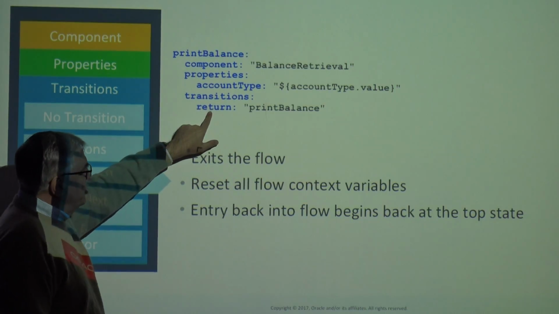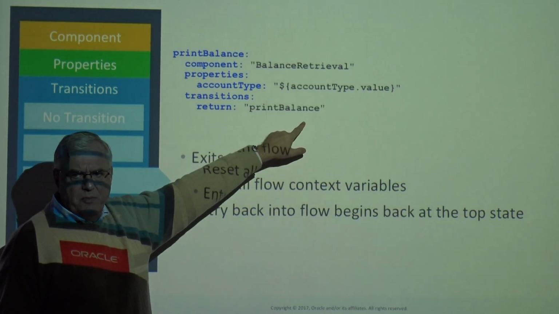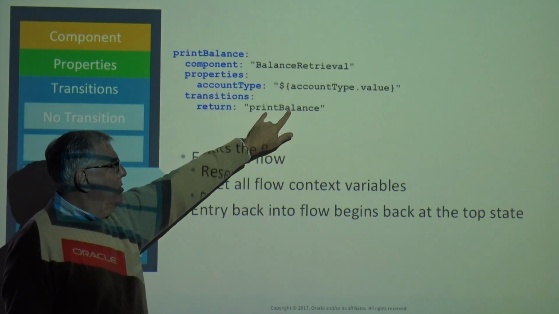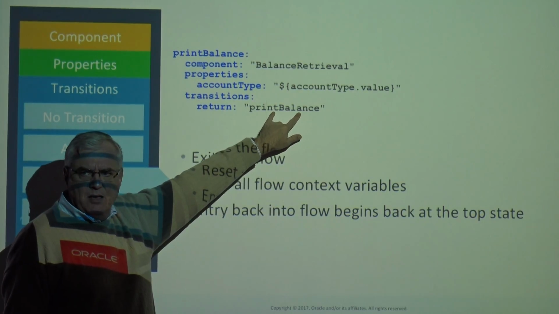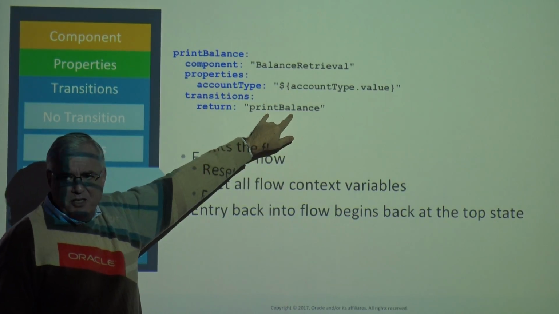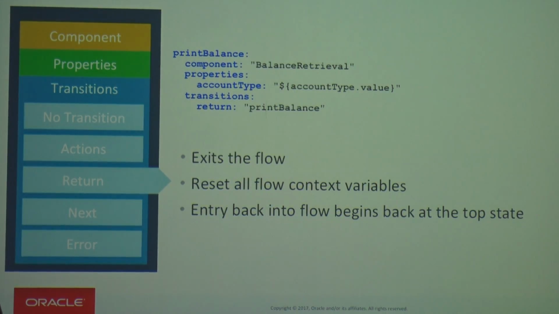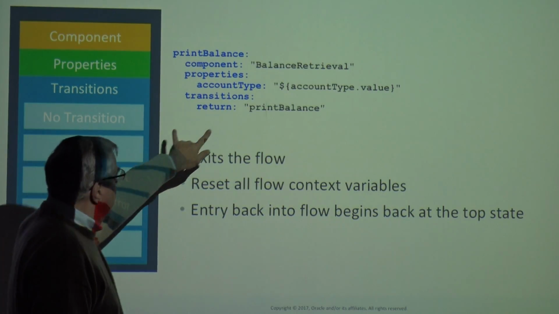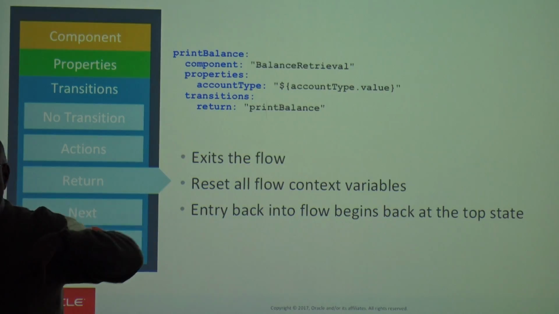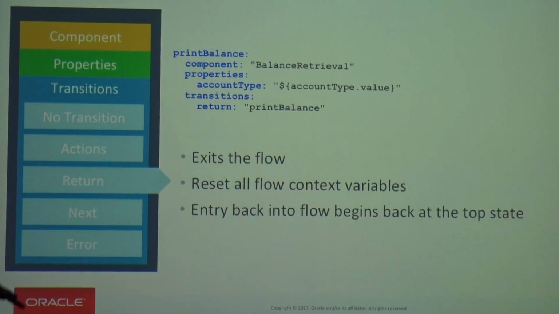In this case, it's doing return print balance. To be honest, whatever you put in there actually doesn't make any difference. What it's doing in the logs is saying this is where you ended up. The important thing is the word return. What return does is clear all the variables and reset your position in the conversation to the start of the conversation. So literally it's end, clear, reset.